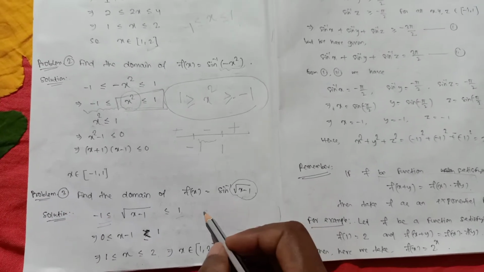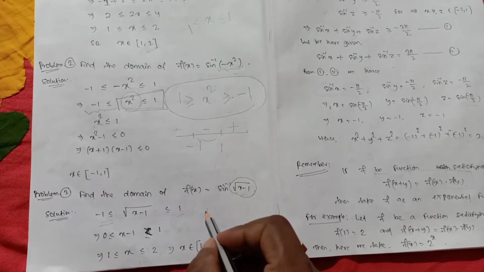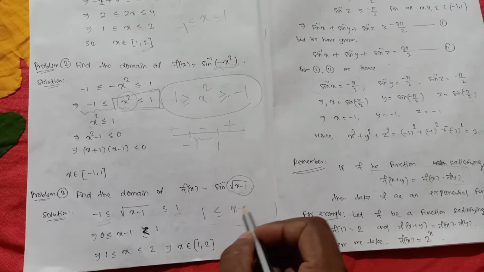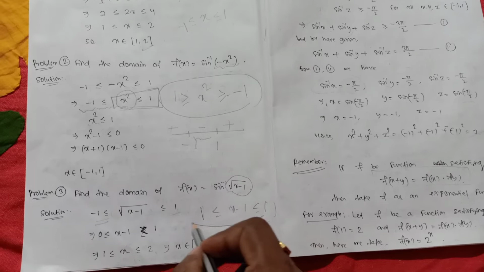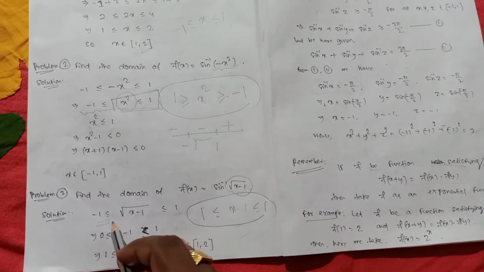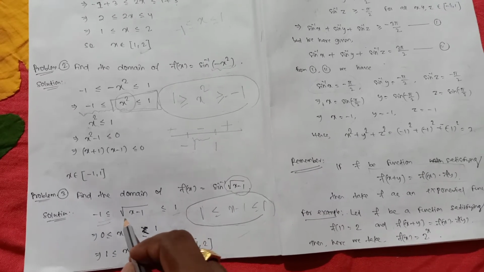Squaring this term means you get, square minus 1, you will get 1 less than or equal to x minus 1 less than or equal to 1. This is absolutely wrong. If we square these terms, what do we get? This term will be totally positive.